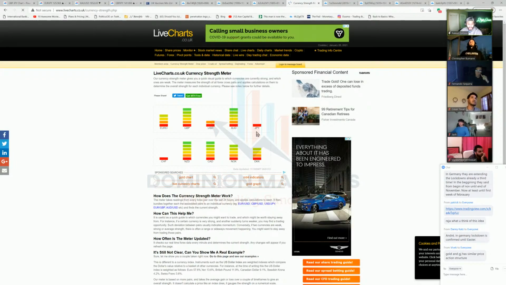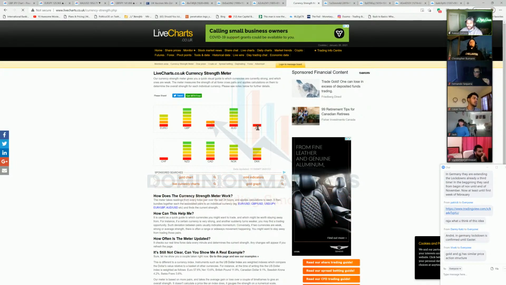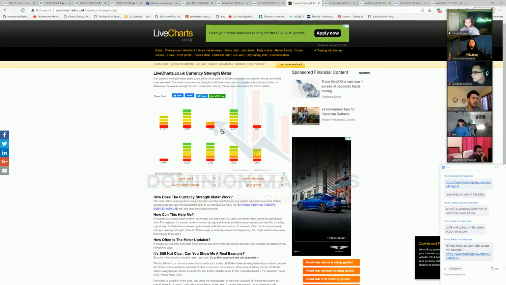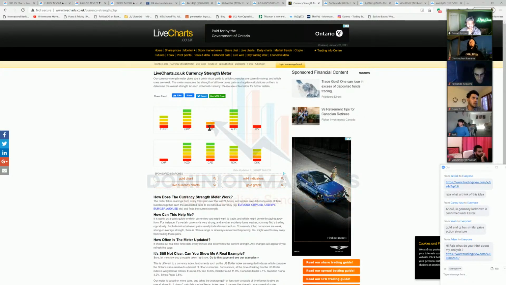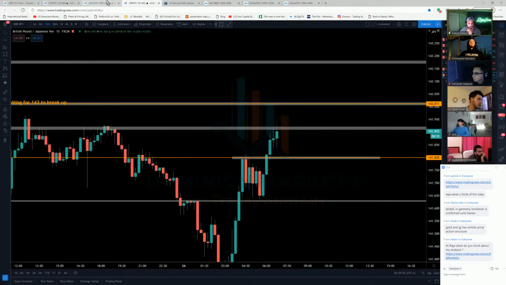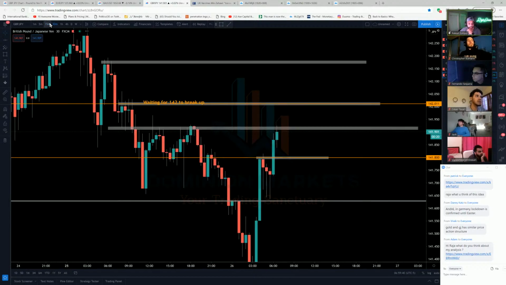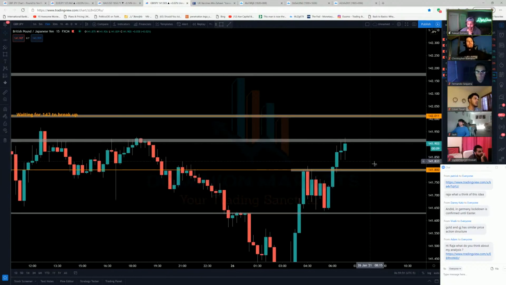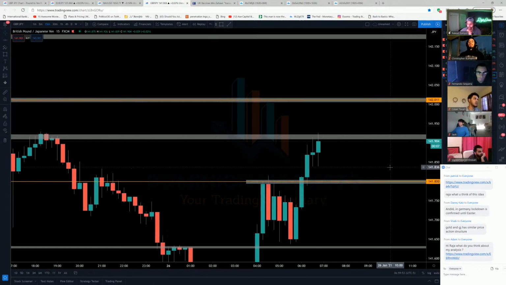Oh wow, look at that. Pound is strong, yen is weak. This means we should be moving bullish, right? Pound is strong, yen is weak, CAD is strong, USD is weak. All right, we're going to keep this in the back of our mind. Perfect. This means if pound is strong, and if we start breaking above, let's say 141,930, can we start moving bullish? That's something I'm going to be looking at right now.